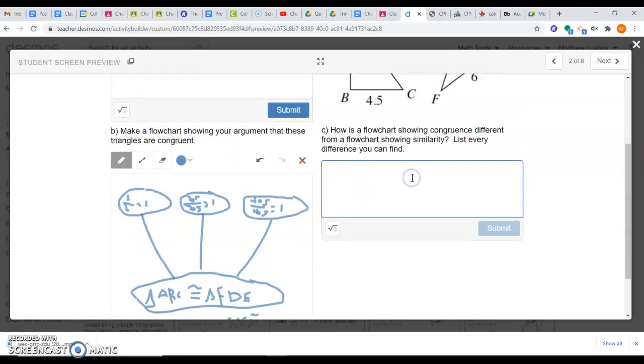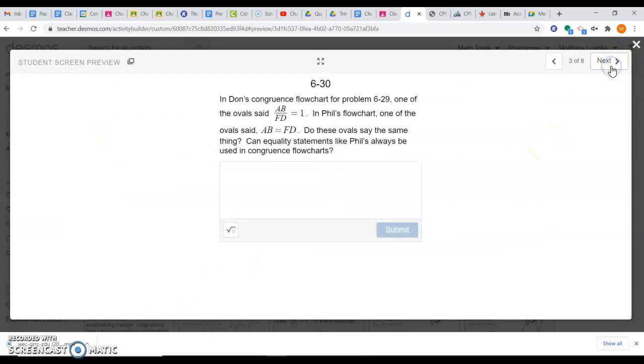The next one is up to you. If you copy the flowchart I made here, what differences are in this flowchart than the ones we used to make for similarity? I want you to list every difference you can find. The one difference I'll give you is this symbol. When we did similar flowcharts, that would be a similarity sign, and that's a congruent sign. So that's one difference. There are multiples, and I want you to see how many you can come up with.